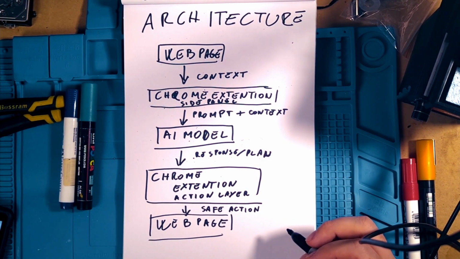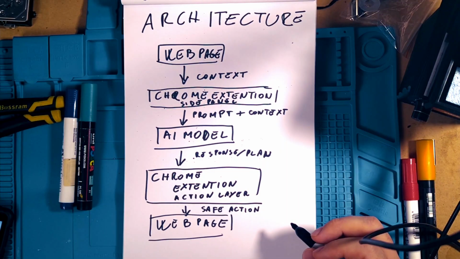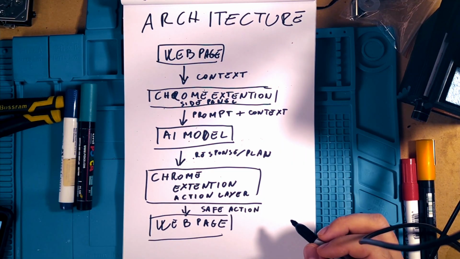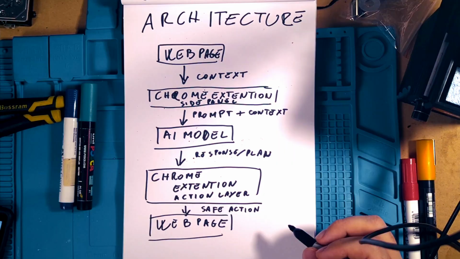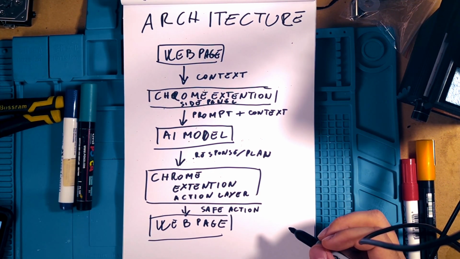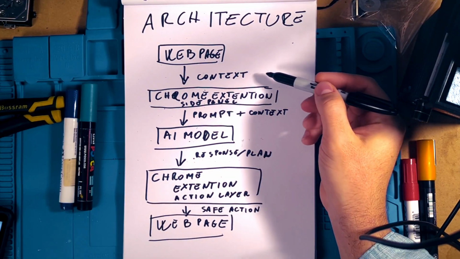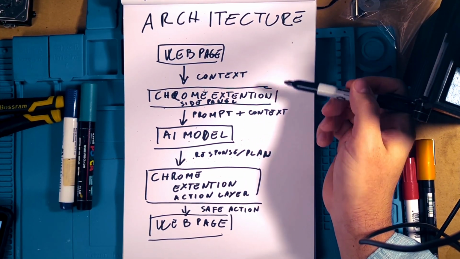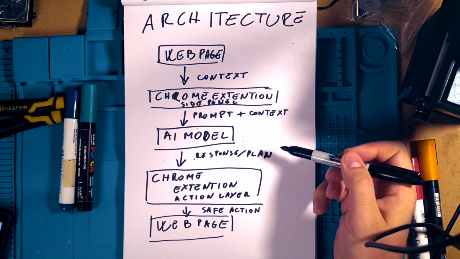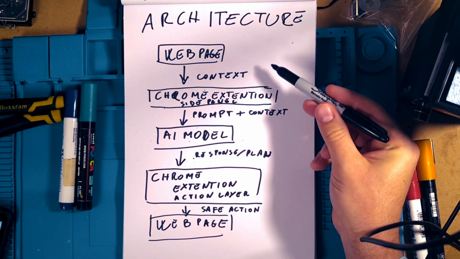So I wanted something that lives inside the browser, and so the natural choice was a Chrome extension. The extension uses a side panel where I can chat with the AI model connected to it. And this gives me a persistent interface while I browse. The idea is simple. The browser provides the context. The AI model provides the reasoning and planning. And the extension acts as the bridge between the two.